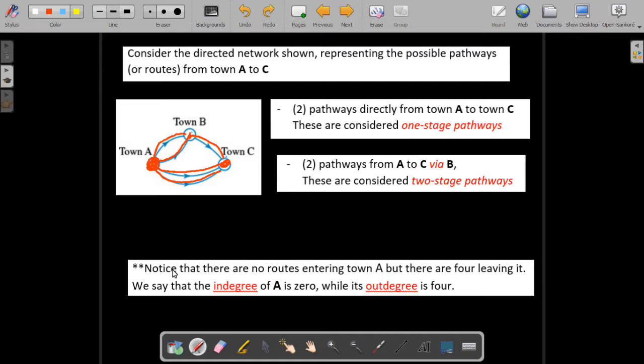The other thing to notice is there's no routes entering town A, but there are four leaving it. See the little arrows on each of the pathways indicating the direction the path goes. So I can't go from town B to town A because there's no pathway that goes that direction. So we say the in degree of A is 0 because there's no pathways going into town A, whereas its out degree, meaning going out of town A, is 4. So there's 1, 2, 3, and 4.